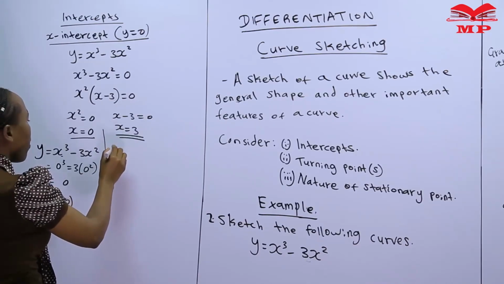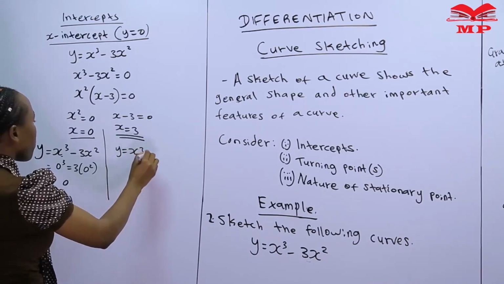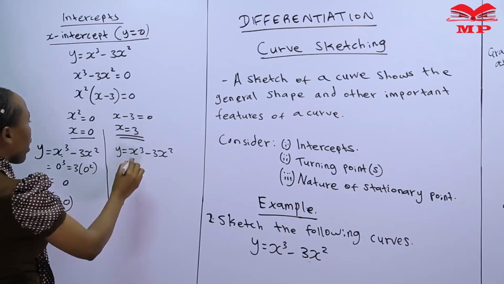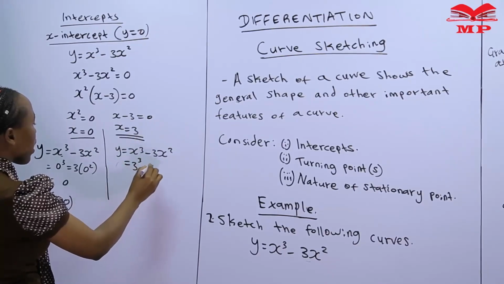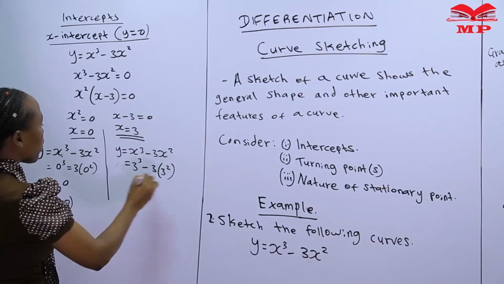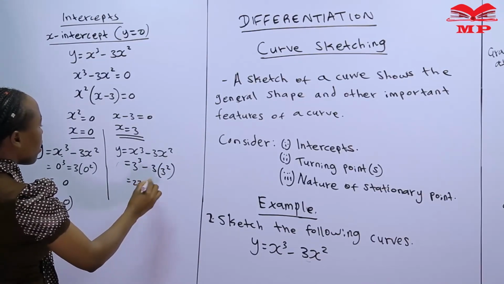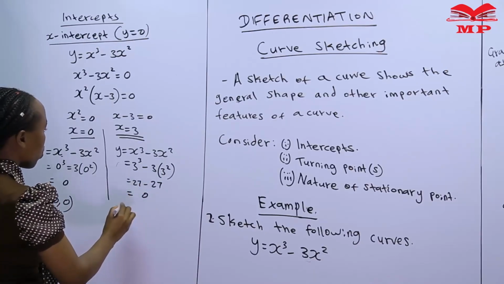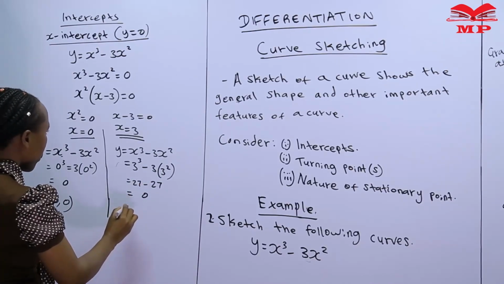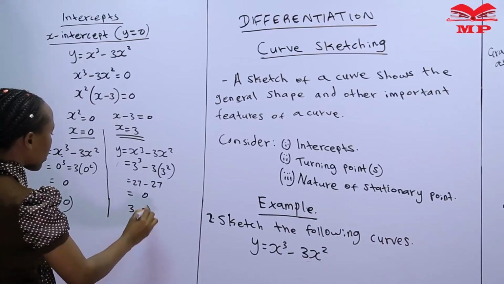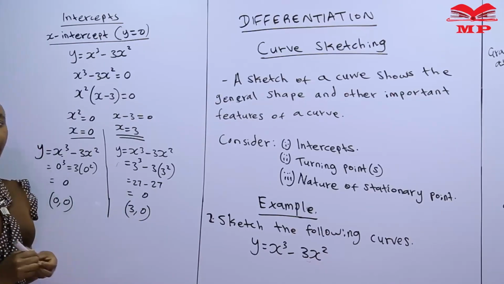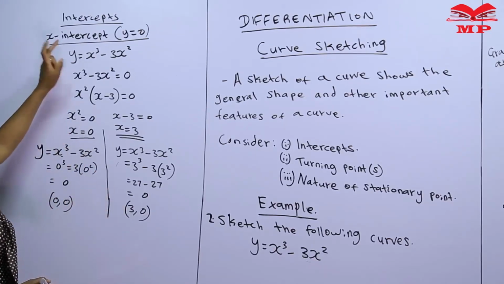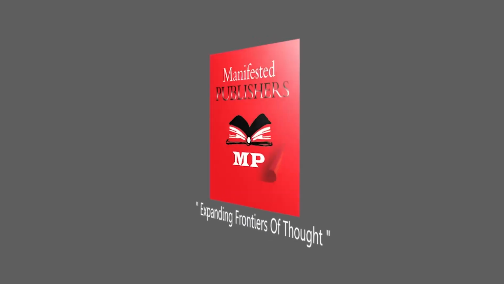Then again, y is equal to x cubed minus 3x squared. Our x is 3, so this is 3 cubed minus 3 times 3 squared. This will be 27 minus 27, so we have 0. So our coordinates here are x is 3, y is 0. So those are the intercepts, 0, 0 and 3, 0. That is the x-intercept.